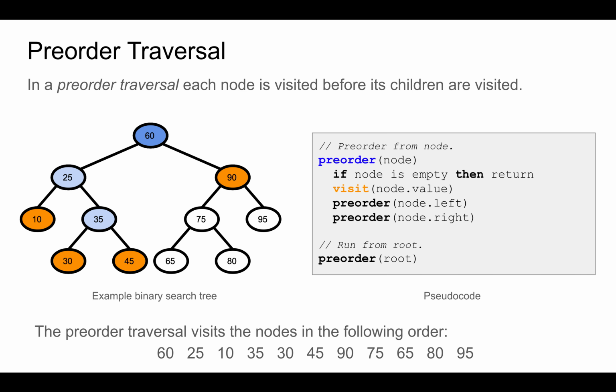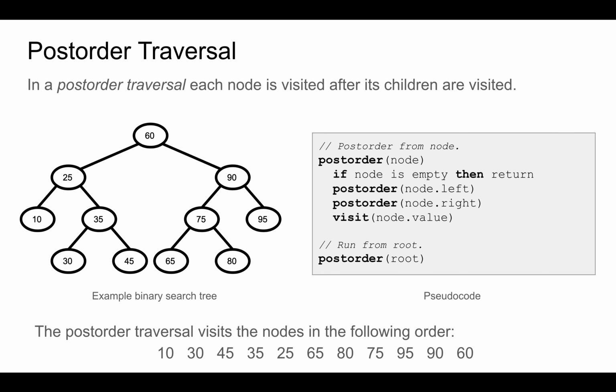And then if we look at postorder traversal, this is when each node is visited after its children are visited. Here we would start basically at the bottom of the search tree, and we're visiting our nodes in the following order. So we start at the root 60, but we are not actually visiting the value at 60 yet. We are just going down as far as we can on the left, and we are visiting the node 10. So we have visited that.